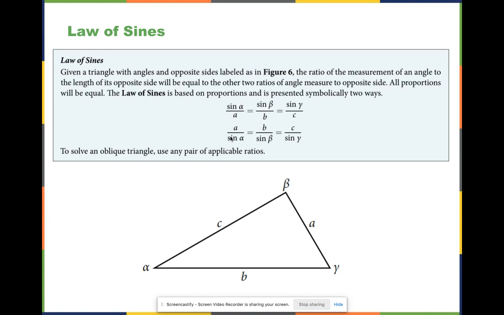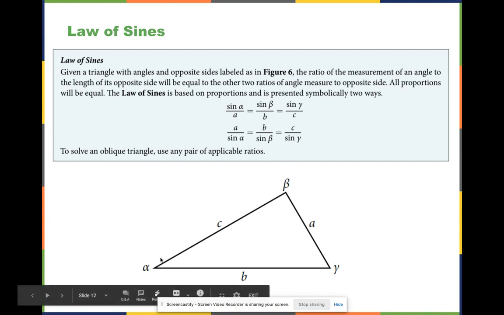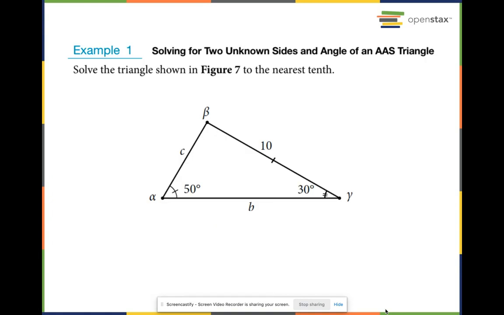And obviously we could have it the other direction, we could invert everything, right? We could say A over sine of alpha equals B over sine of beta equals C over sine of gamma. And remember this relationship: we're calling our angles alpha, beta, and gamma, and A, B, and C the sides across from the corresponding angles. So let's just do an example.